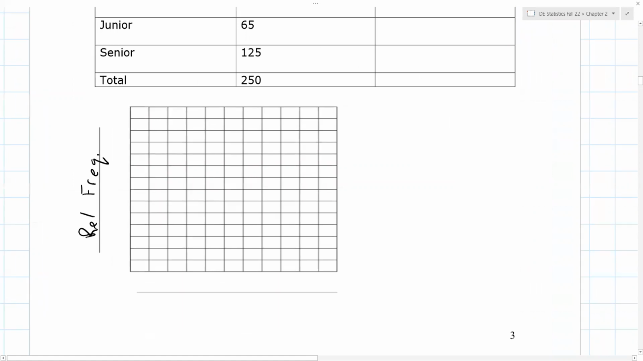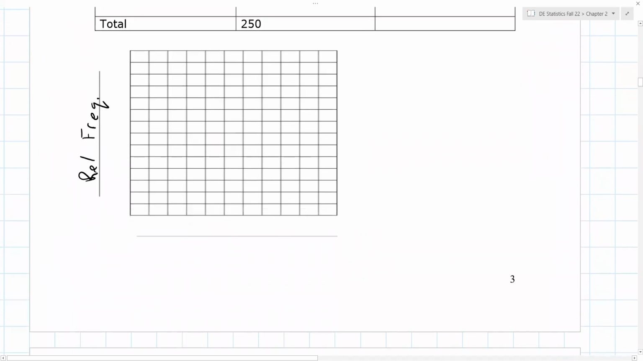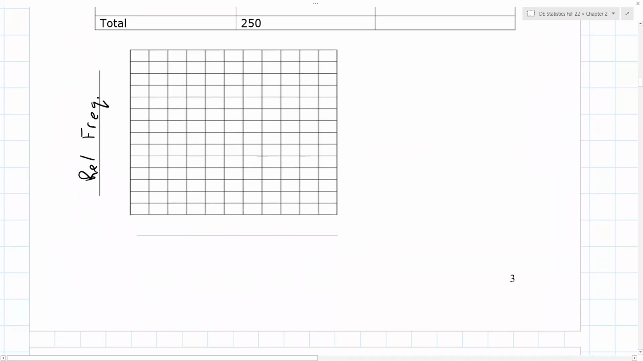And they've split our categories for us, which is freshman, sophomore, junior, senior. So down here, we're going to label it as your year in high school, or your grade in high school, or something to that effect.